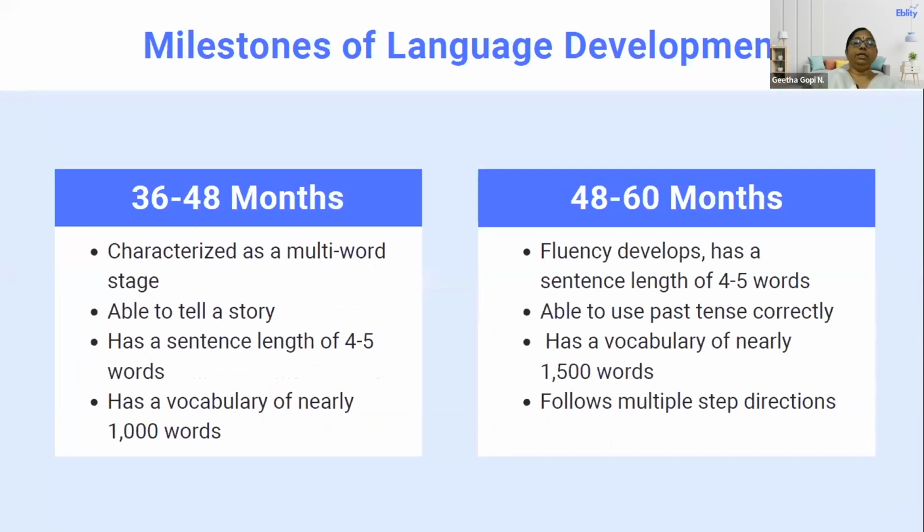36 to 48 months. Here, there's again a big spurt from the 3 word basic sentence utterances. Now the sentences get longer. The length of sentences increases, the complexity of the sentences increases, and the words they use become more and more refined, more accurate.